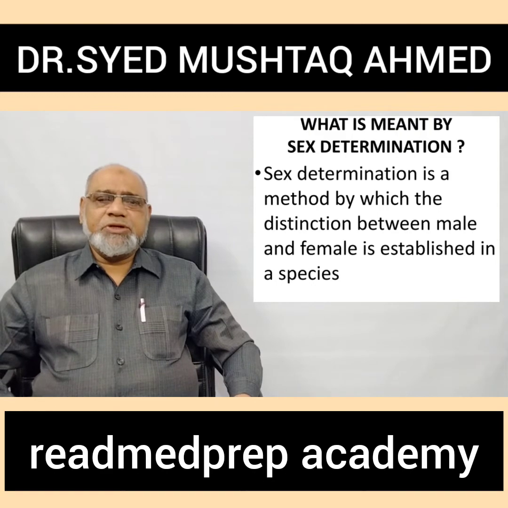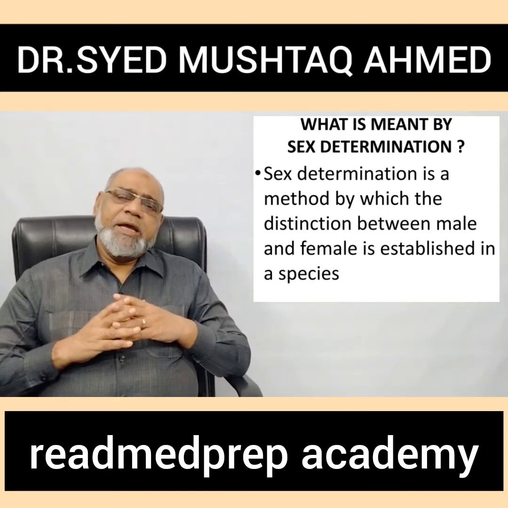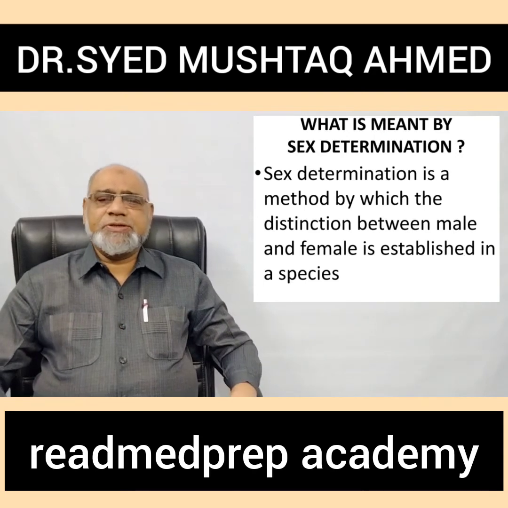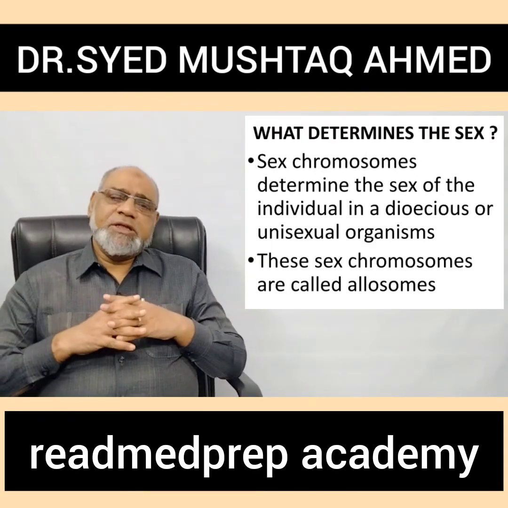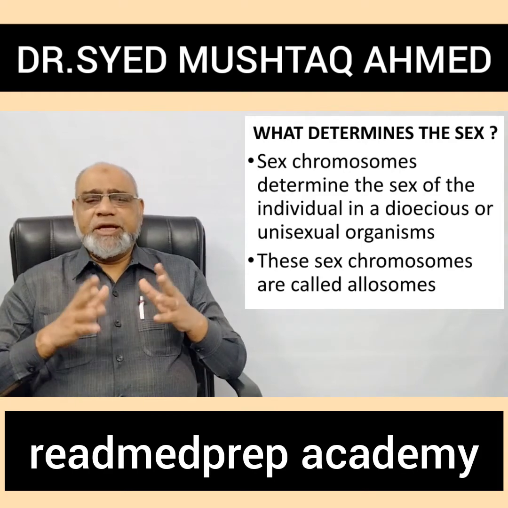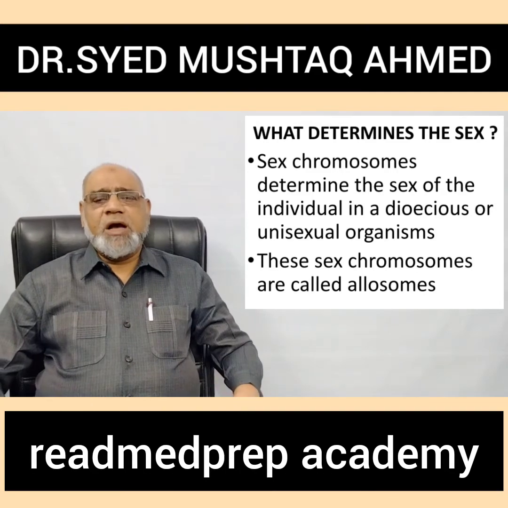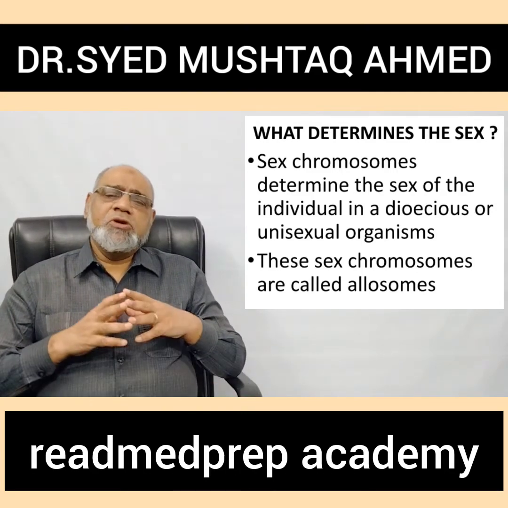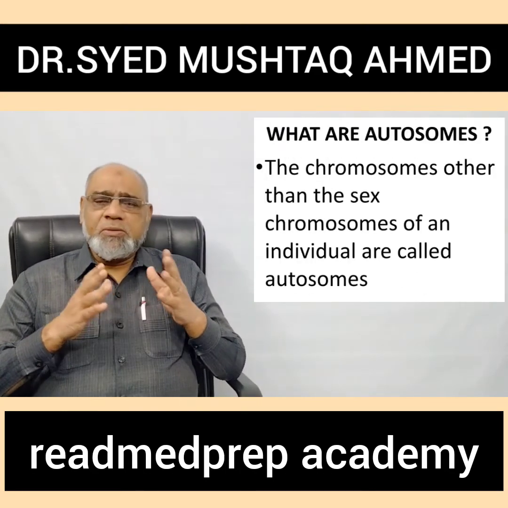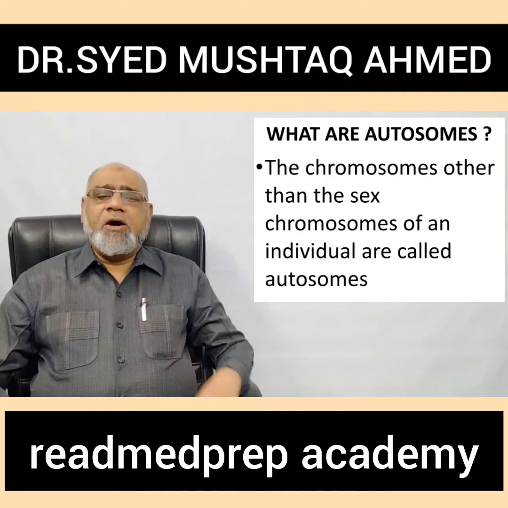Sex determination is a method by which the distinction between the male and the female is established in a species. What determines the sex? The sex chromosomes determine the sex of the individual in a dioecious or a unisexual organism. These sex chromosomes are called allosomes. What are autosomes? The chromosomes other than the sex chromosomes of an individual are called autosomes.